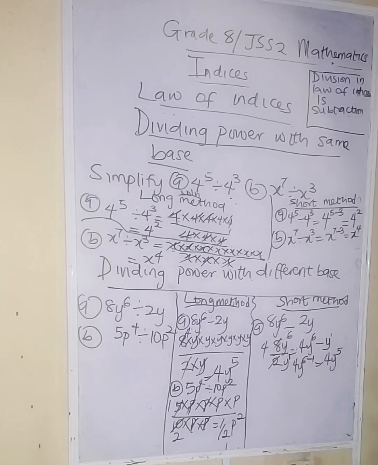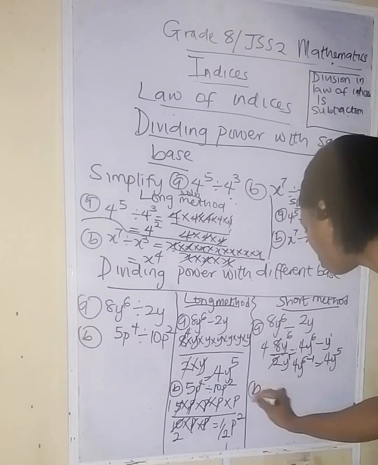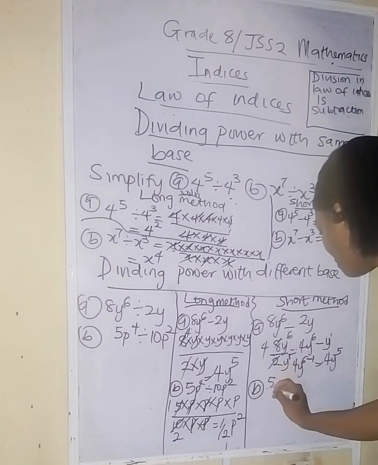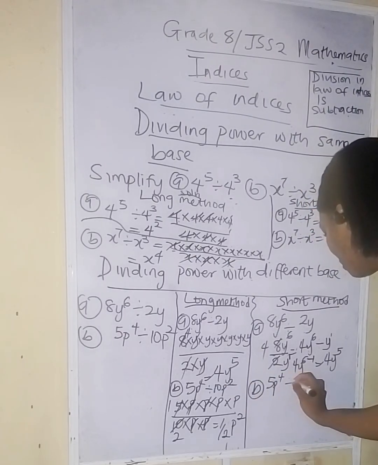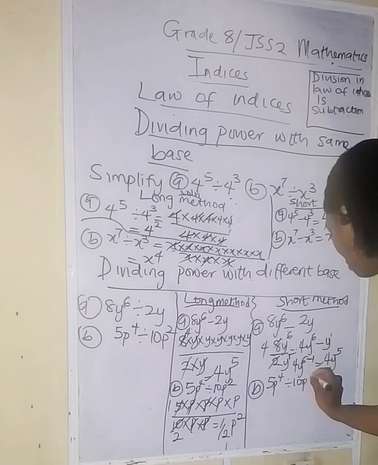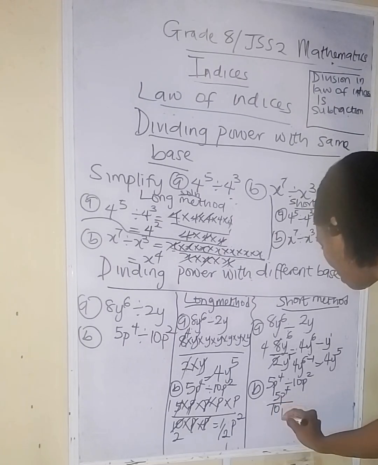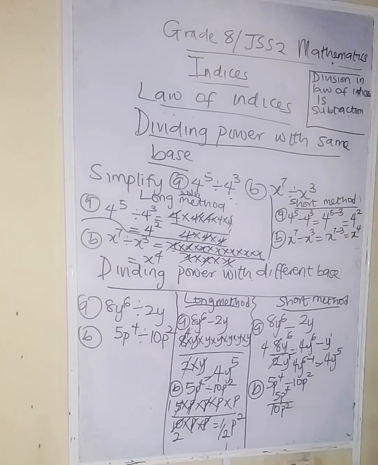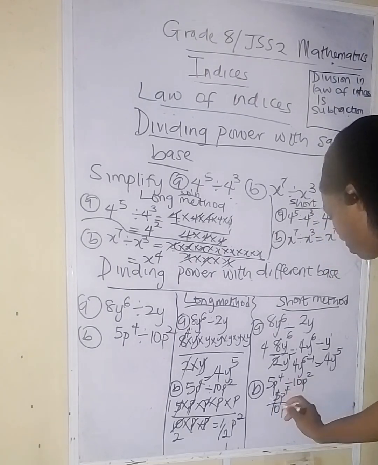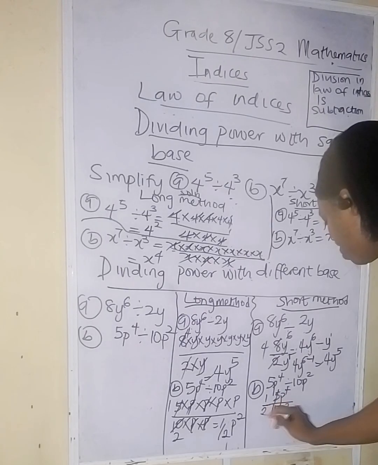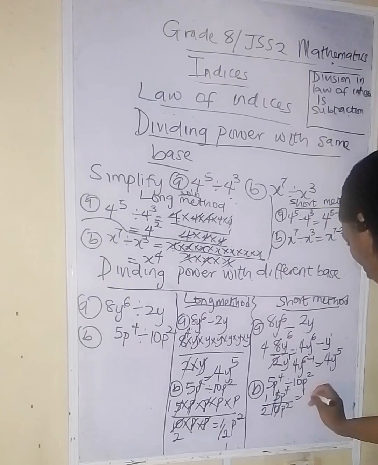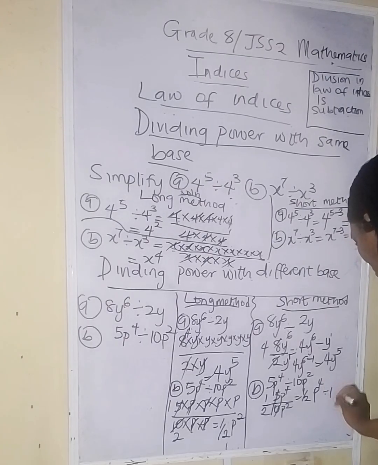Alright, so now let's move to the next one, which is 5p raised to power 4 divided by 10p raised to power 2. So that will be 5p raised to power 4 divided by 10p raised to power 2. Are you seeing it now? So 5 can go here, so that will be 1 divided by 2. So we can just turn it to be 1 over 2 p4 divided by p2.